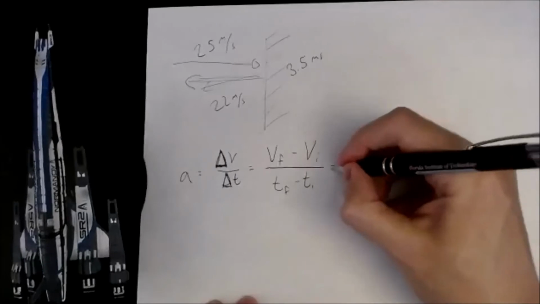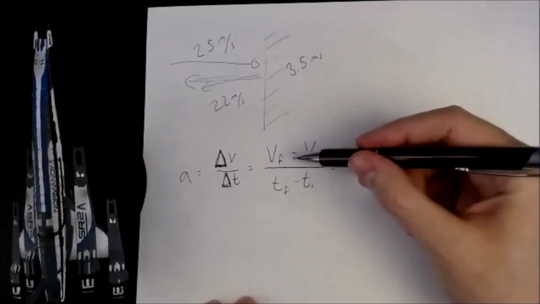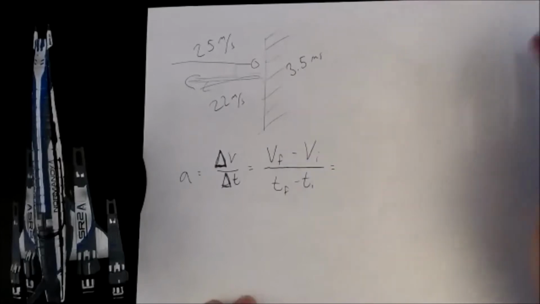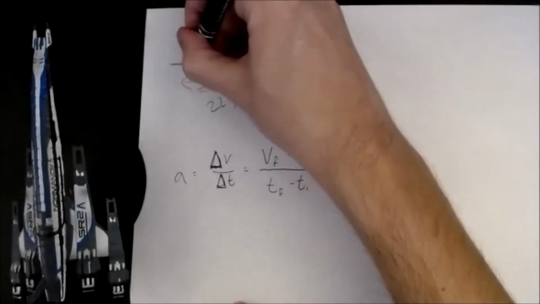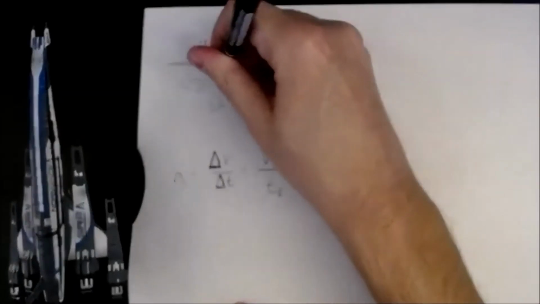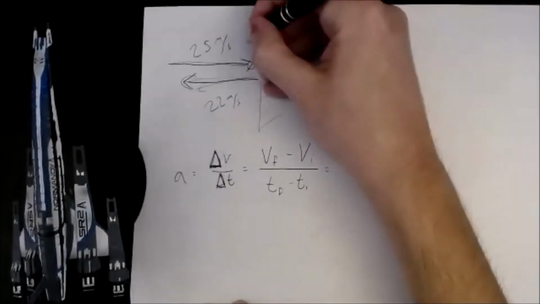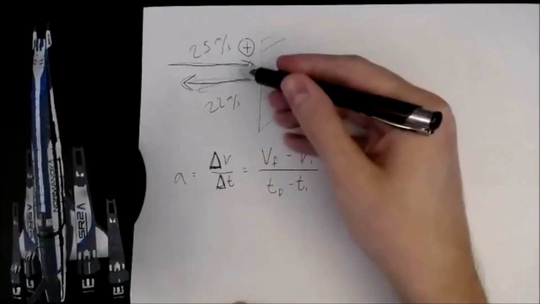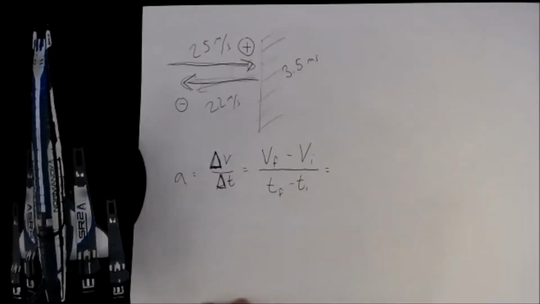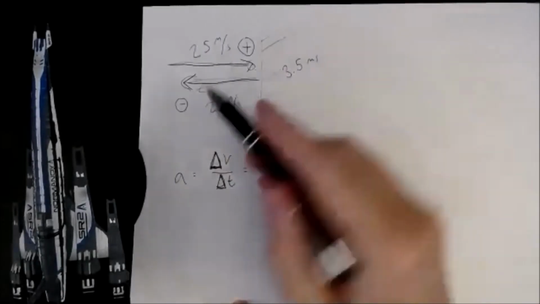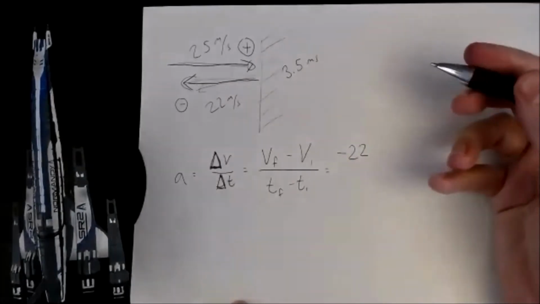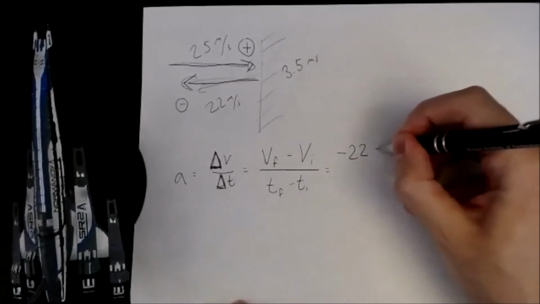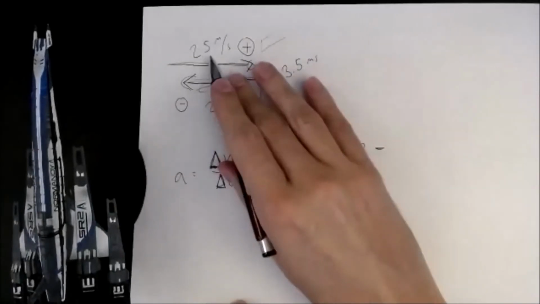milliseconds. Well, final velocity. What is my final velocity of this ball? Remember, it comes in this way and it leaves this way. I'm going to say that this is a positive velocity because it's going to the right. I'm going to say that that's a negative velocity because it's going to the left. My final velocity has to be negative. It's going to be negative 22 meters per second minus positive 25.